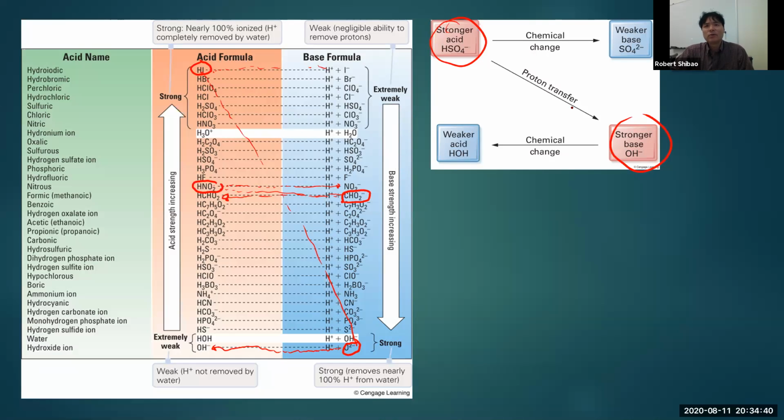Now, going uphill depends on how high we're going uphill. Let's say we're starting with HSO3 minus as the acid and HS minus as the base, and we're going to react these two. HS minus gets converted into H2S, and HSO3 minus gets converted into SO3 2 minus. In this case, we're going from weaker acid to stronger acid, so this is going uphill. It's not favorable, but it depends on how steep of a climb that is.